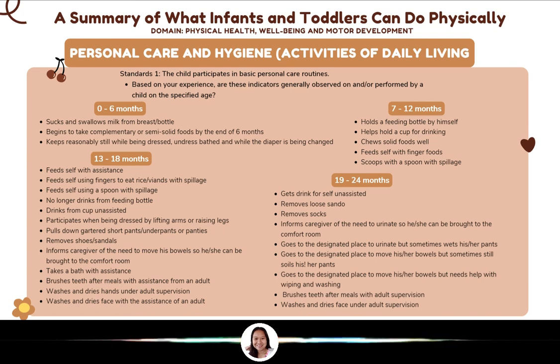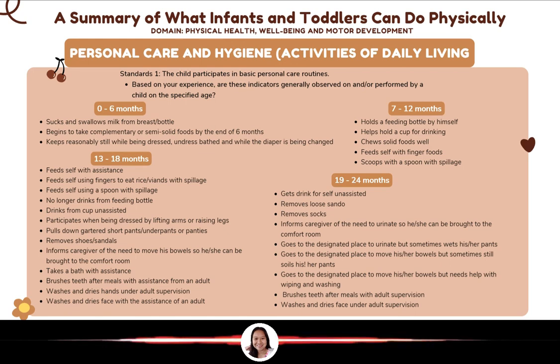While they are in 7 to 12 months, they can hold a feeding bottle by themselves. They help to hold a cup for drinking. They choose solid food well, and feed themselves with finger foods. They can also scoop with a spoon with spillage.